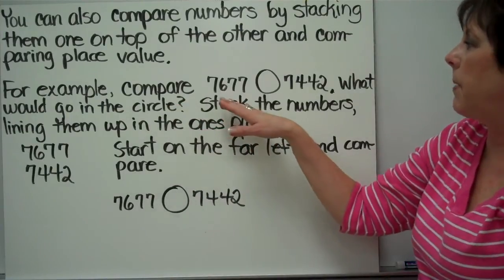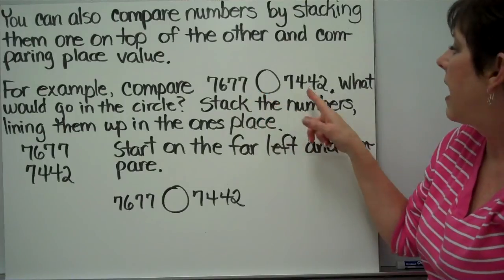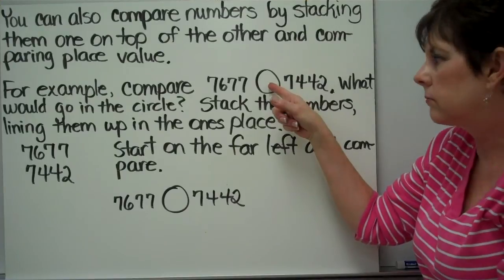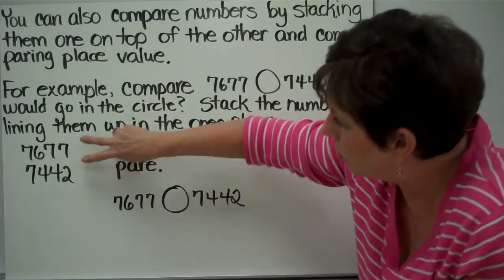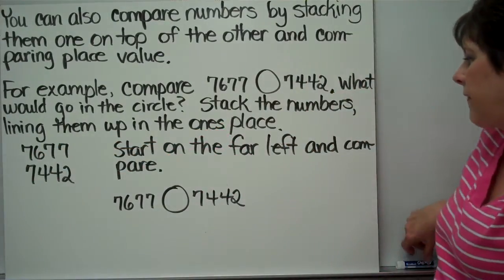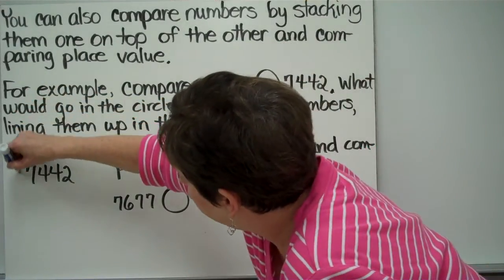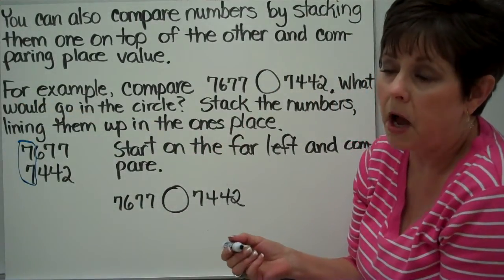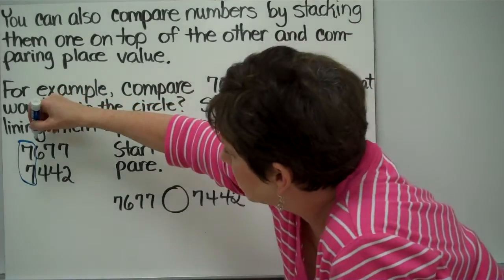For example, compare 7,677 and 7,442. What would go in the circle? Well, stack the numbers, lining them up in the ones place. All right, we've got them all lined up. Start on the far left and compare. Well, we can see that on the far left, both of these are sevens. When they're the same number, you move on to the next place value. All right, I move on to the next one.